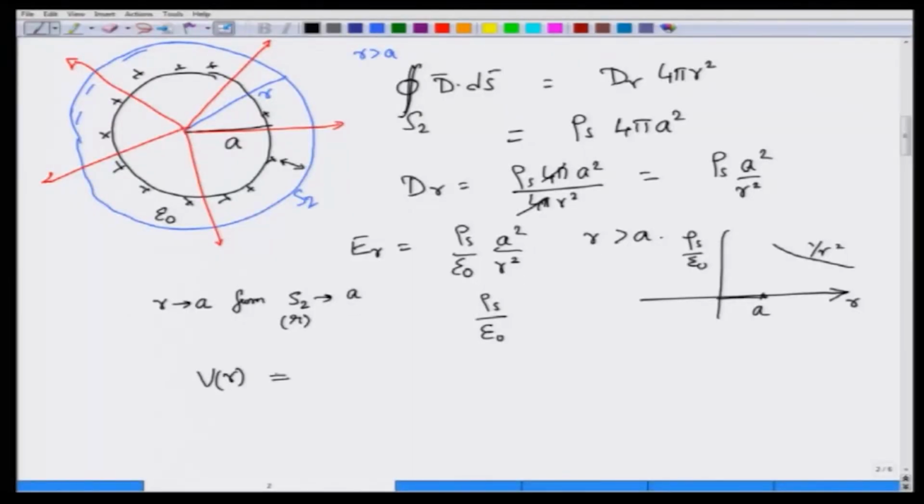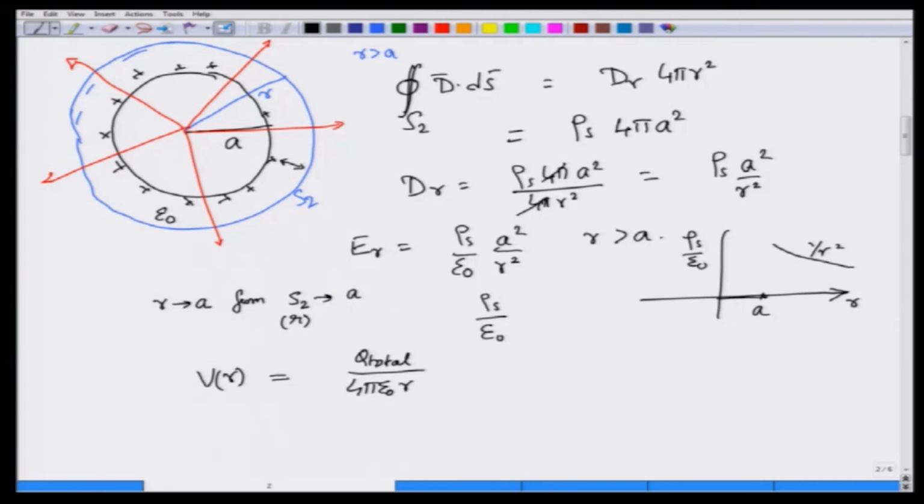Now, what about the potential V of r? We know that the potential and electric field are related with each other, and you can actually calculate the potential. The potential for an electric field which is going as 1 by r square will go as 1 by r. So, this is similar to the point charge potential that we have seen. You can obtain that potential by integrating the electric field from one point to another point, taking the point of origin as infinity and considering all the potentials with respect to infinity as the absolute potential at a point. This V of r will be equal to the total charge enclosed divided by 4 pi epsilon r. So, the potential is going as 1 by r.